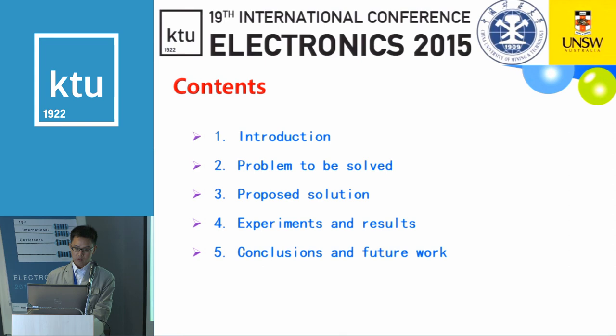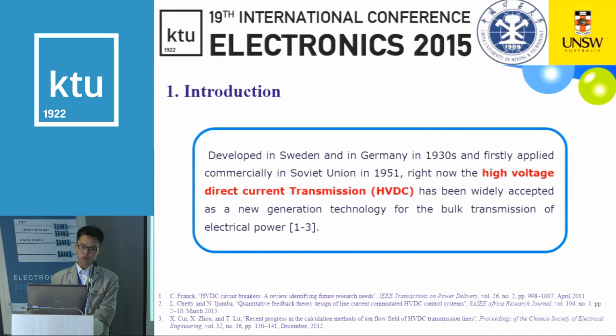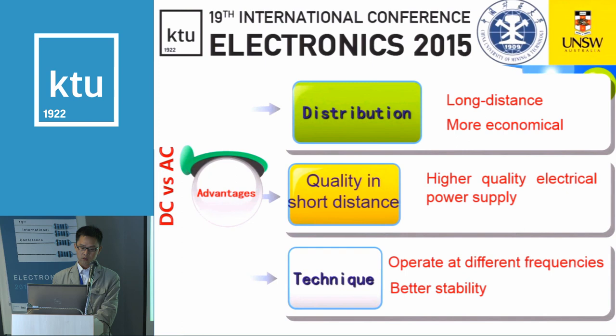First is the introduction. As we all know, high voltage direct current transmission has been widely accepted as a new generation technique for transmission of electric power. This is because compared to AC transmission, DC transmission has the following advantages. The first is distribution, because it can be long distance and also it is more economical. The second is quality in short distance, because it can provide high quality electrical power supply. And the third is technical. It can be operated at different frequencies. Also, it has better stability.